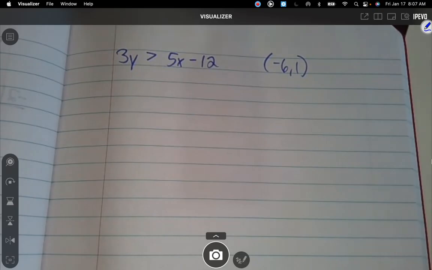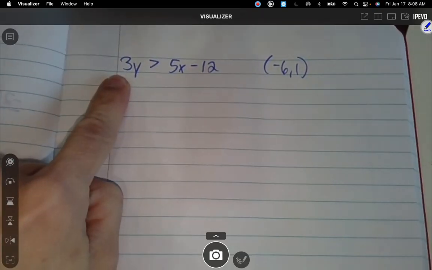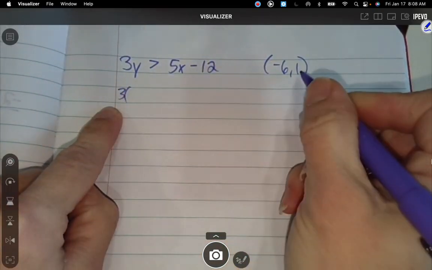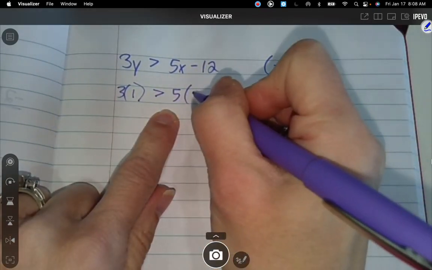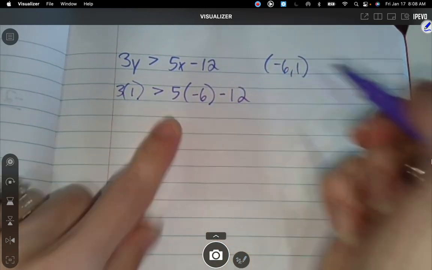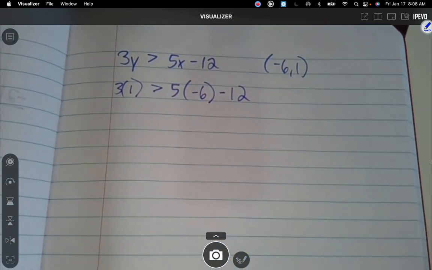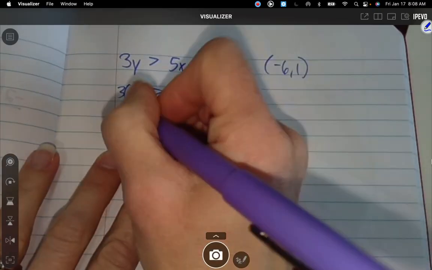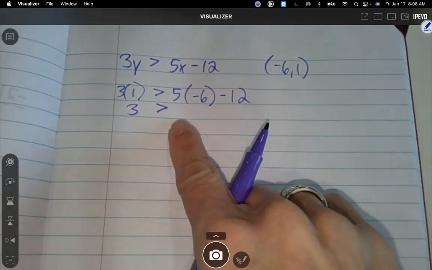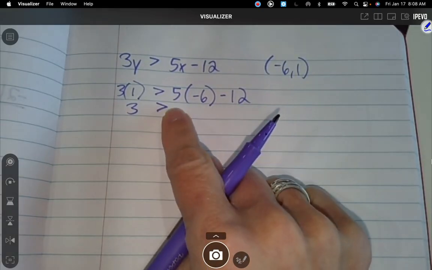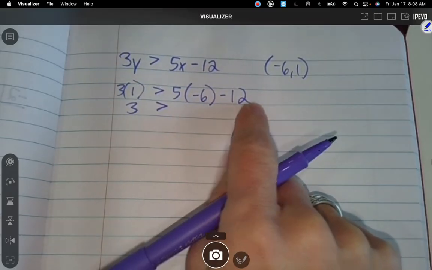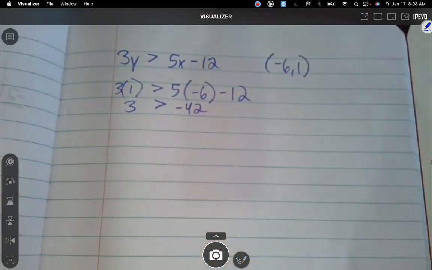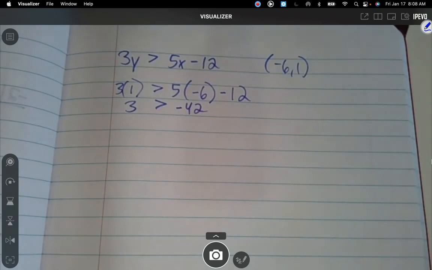That's okay. You're still just plug and play. So this says 3 times, what's my y value? 1. Is that greater than 5 times negative 6 minus 12? Does everybody understand this? Then we just work both sides out. What is 3 times 1? 3. And I would just type this in my calculator, 5 times negative 6 minus 12. Well, that's negative 30 minus 12, negative 42. Is 3 bigger than negative 42? Yes, it is. So your answer would be yes.